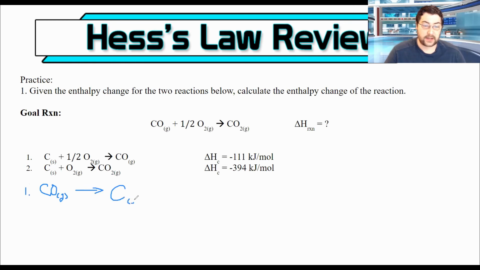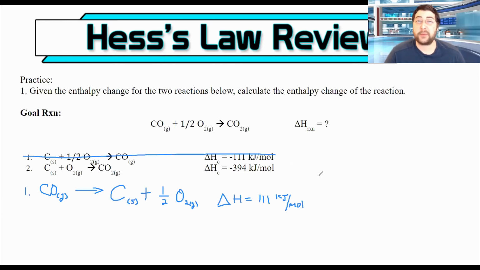And then we're going to have the solid carbon. Remember, state of matter is really important for these thermochemical equations. So plus 1/2 of oxygen. Now, since we flipped the reaction, that means that we need to change the sign of our energy, okay? So when we write our energy this time, our delta H is going to be positive 111 kilojoules per mole. All right, so that takes care of reaction number 1. This is now changed, which means we're not coming back to it.